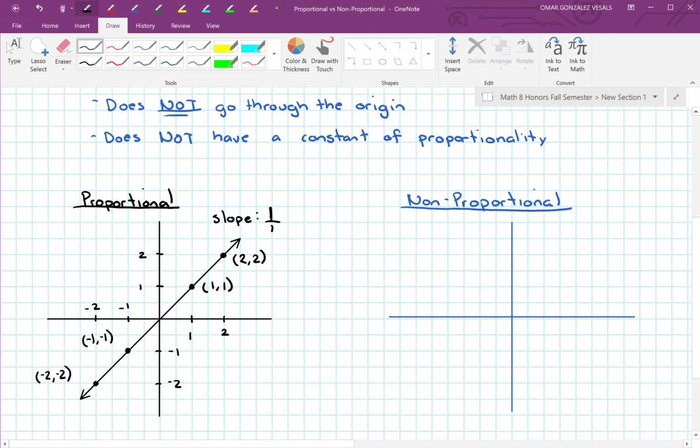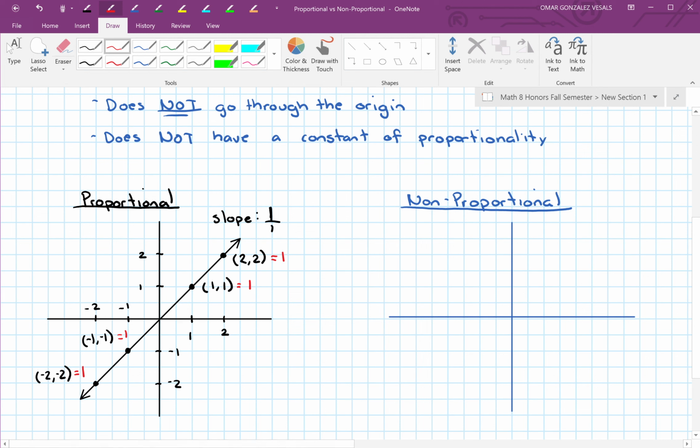So what I want you to notice is if I do y divided by x for all of these, I'm going to put it in red. So I want to find my constant of proportionality. What would be the constant of proportionality for (2, 2)? It would be 1. What would be the constant of proportionality for (1, 1)? 1. And for (-1, -1)? 1. And (-2, -2), 1. So you guys all agree that the constant of proportionality is 1, right?